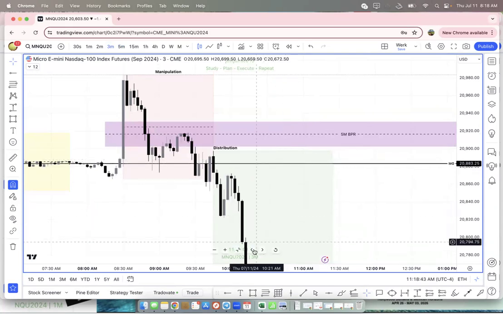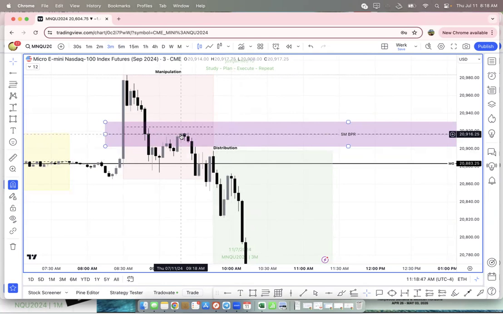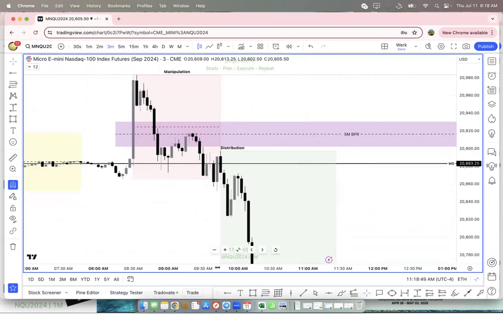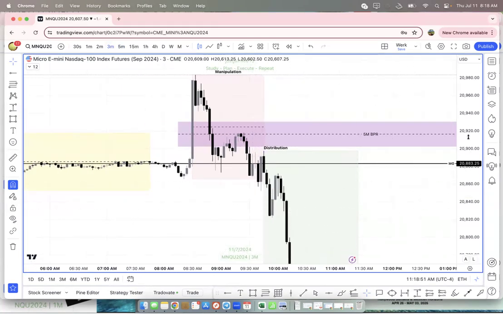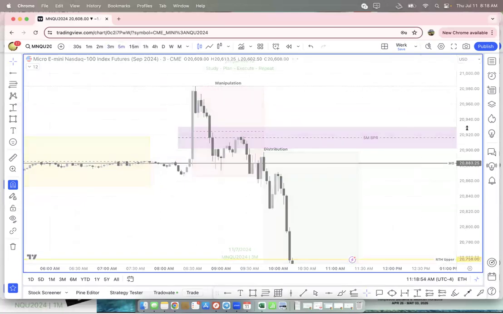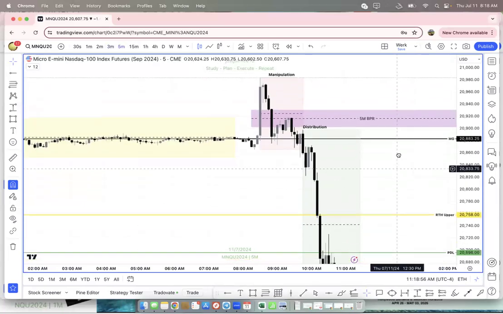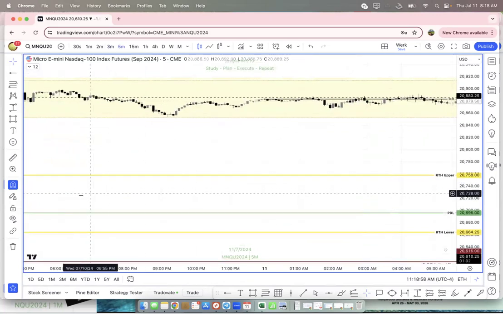So it's like, we have to know the narrative. We have to understand what's going on, and just take our time and read the charts and look for a setup. So the other thing was over here yesterday, we had this RTH gap.